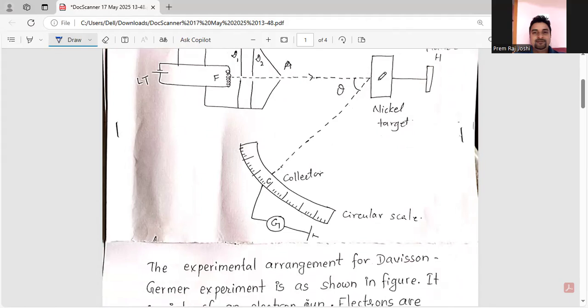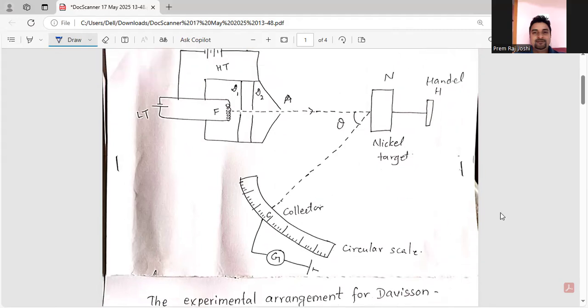So the intensity of this scattered beam is directly proportional to the deflection in the galvanometer. So high deflection in the galvanometer represents that the intensity of the scattered beam is high. So here is a handle just to move this nickel target, and this collector can also be rotated on a graduated circular scale. So this is the very basic setup.